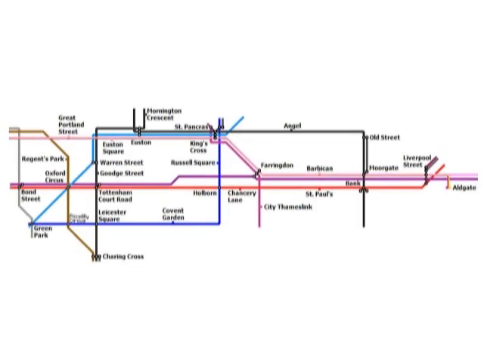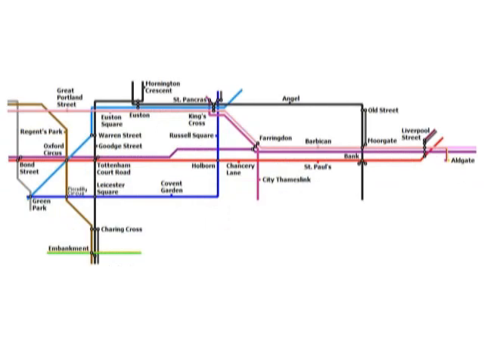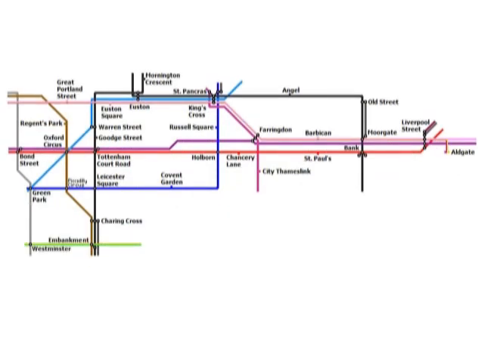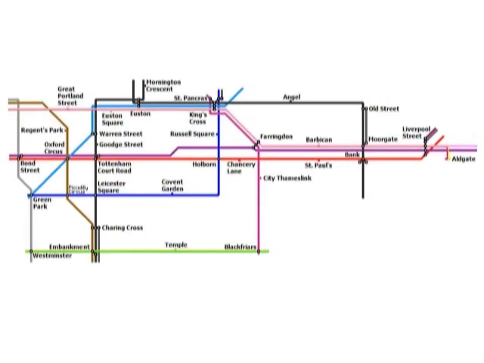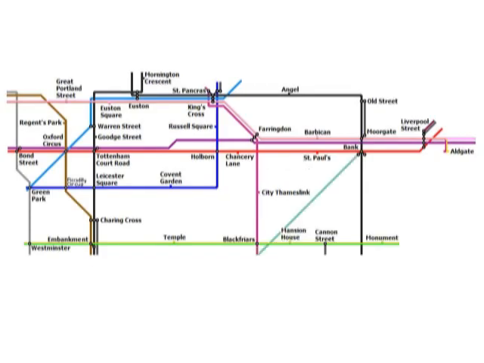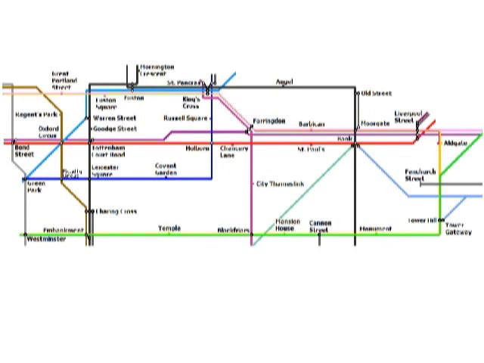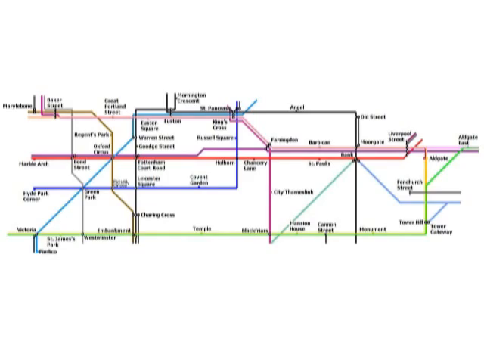The nearest node is Euston. Euston Square and Warren Street can be added in the same step. To the east there are Angel and Farringdon. Drawing the Piccadilly line to Holborn and the Northern line to Tottenham Court Road gives way to add Central and Elizabeth line.